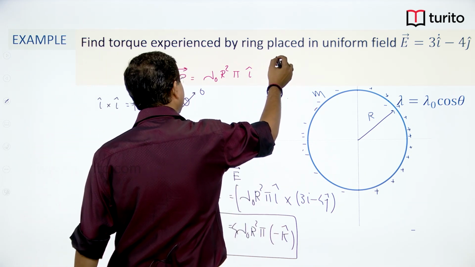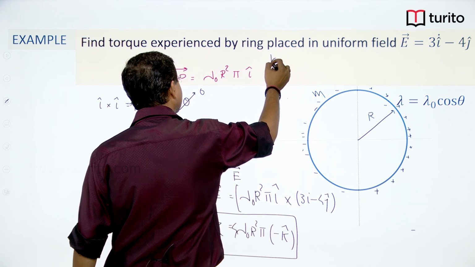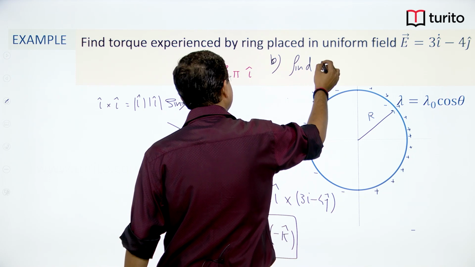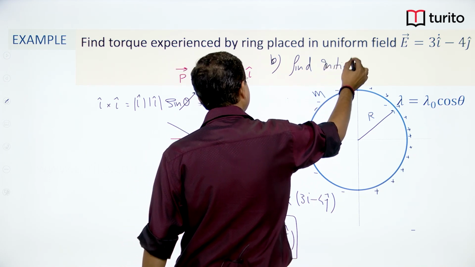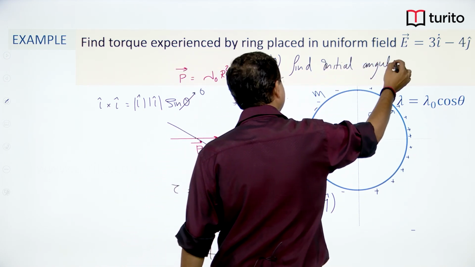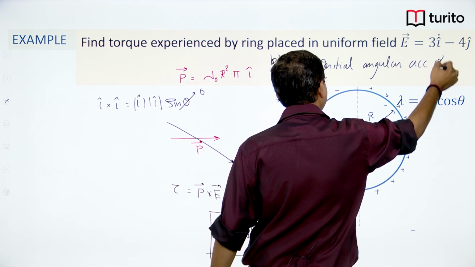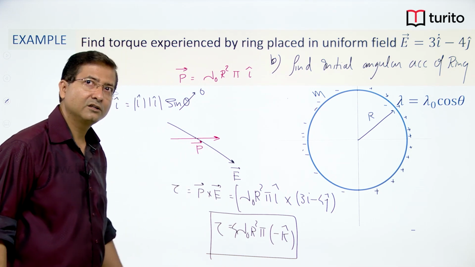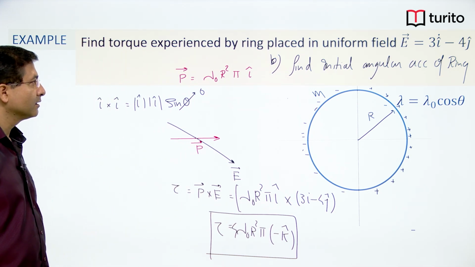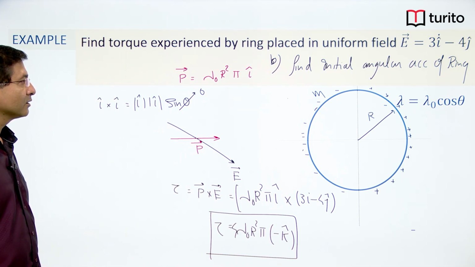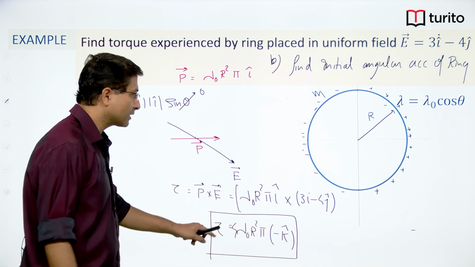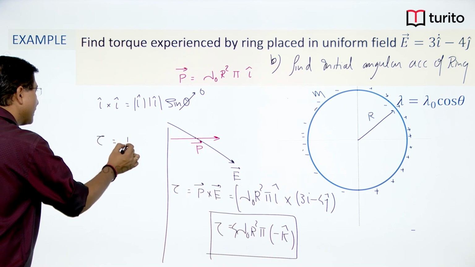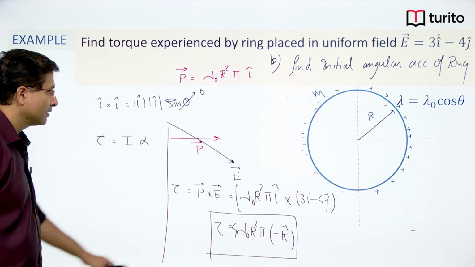So, second part: find the initial angular acceleration of the ring, right? So I can write torque. I got tau is equal to I alpha, right?